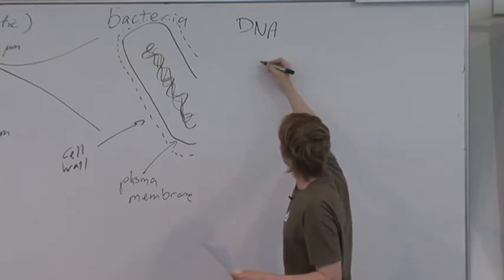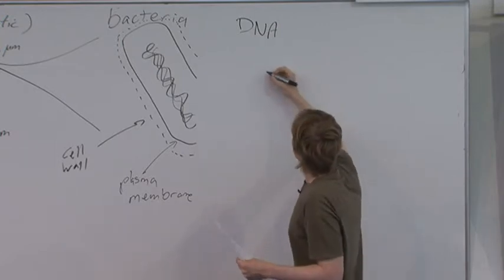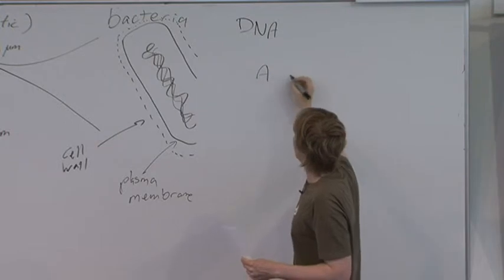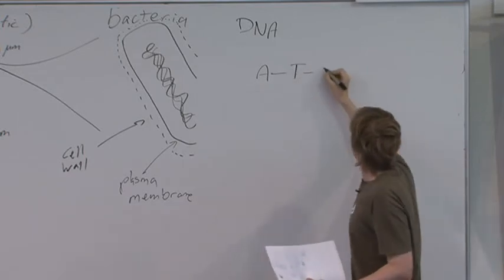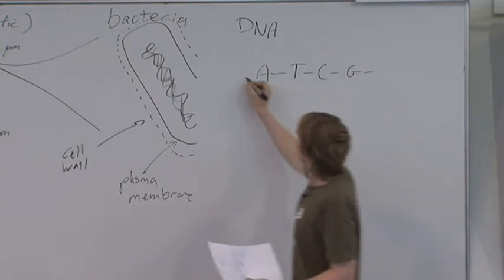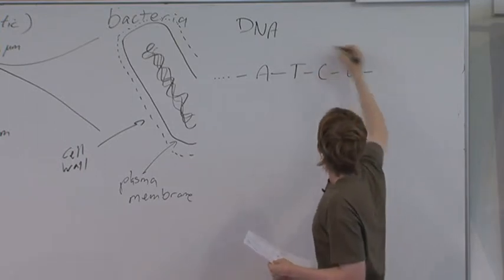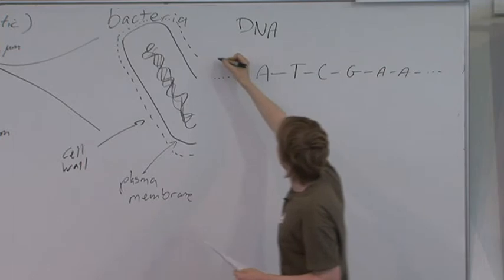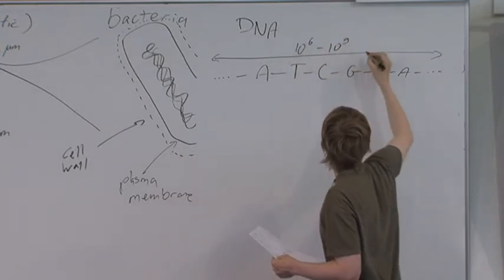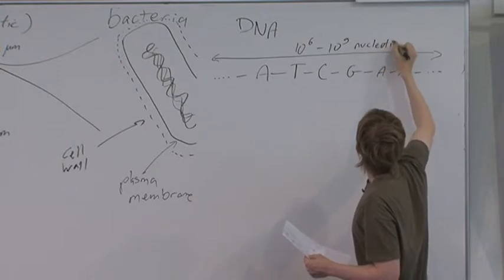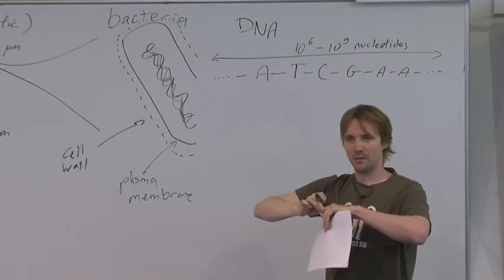Chemically, it's made of what's called nucleotides. Nucleotides come in four flavors. A nucleotide itself is a chemical molecule, but the details of the chemical structure don't matter. What matters is that there are four types: adenine, thymine, cytosine, and guanine. So the DNA is like a long string made of these units. Depending on the organism, you have 10 to the 6 up to 10 to the 9 nucleotides. That's what DNA is: a long stream of nucleotides bound together covalently by chemical bonds.